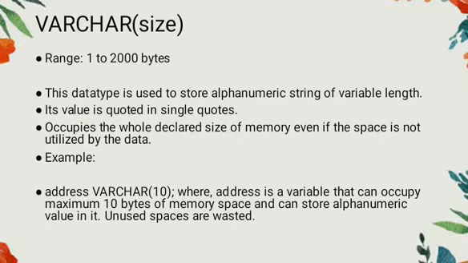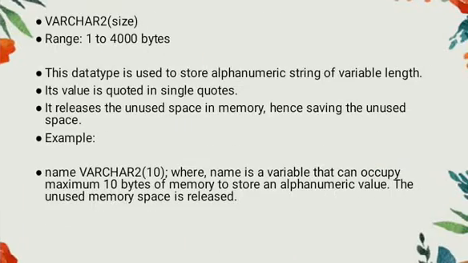Next, varchar, range 1 to 2000 bytes. This data type is used to store an alphanumeric string of variable length. Its value is quoted in single quotes, and it occupies the whole declared size of memory even if the space is not utilized by the data. Example, address varchar(10), where address is a variable that can occupy a maximum of 10 bytes of memory space and can store an alphanumeric value in it. Unused spaces are wasted.